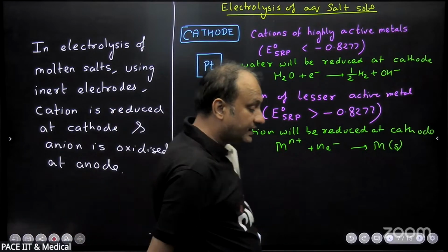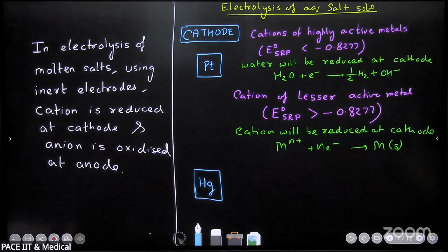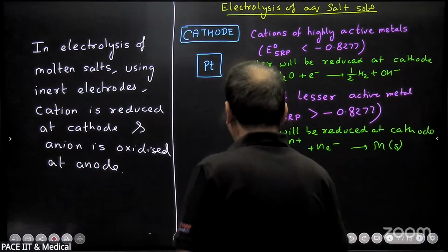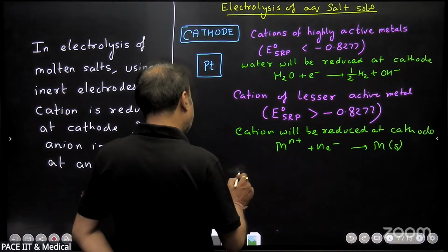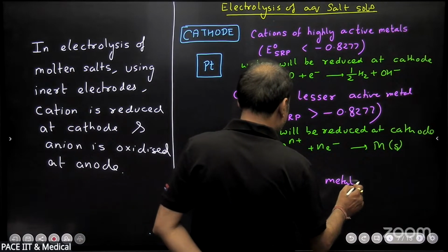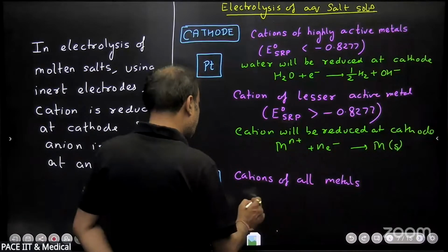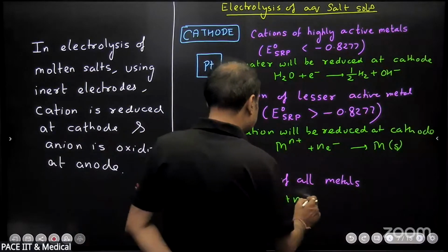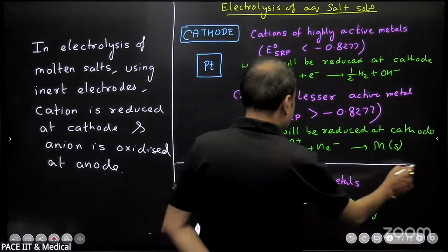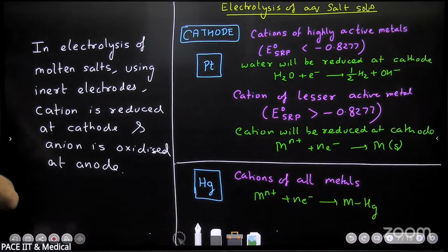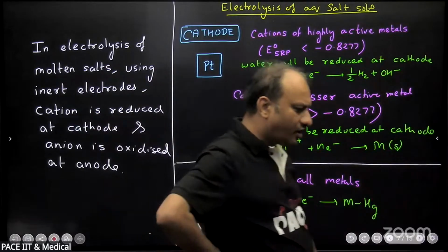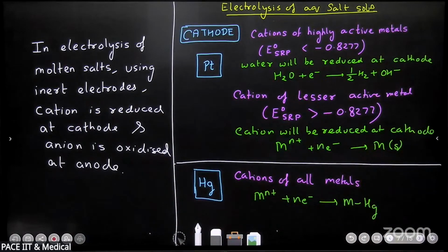If we are using a mercury cathode, over mercury, hydrogen liberation has an extremely high overvoltage. So over mercury, whichever cation it is, cations of all metals, what will happen? Always that metal cation will get reduced and the respective metal amalgam will be formed. With a mercury cathode, reduction of water never occurs. Always reduction of the cation occurs. So this is how you can decide what is going to be the product at the cathode.